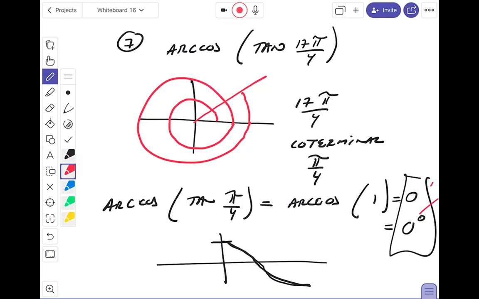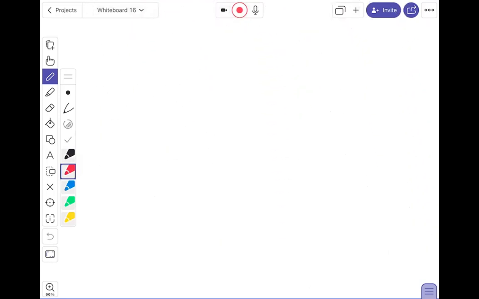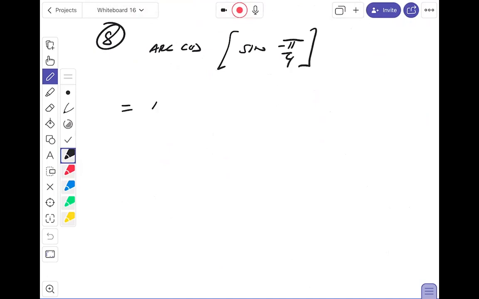Let me go to number 8. Again, I'm looking directly at the notes, and you should be as well. And what's number 8 say? Use properties of the inverse functions, find the exact value. Let me write this down for you. Arc cosine of sine minus pi over 4. I'm going to do some of the simple stuff I can do. The sine of minus pi over 4 is minus 1 over root 2.